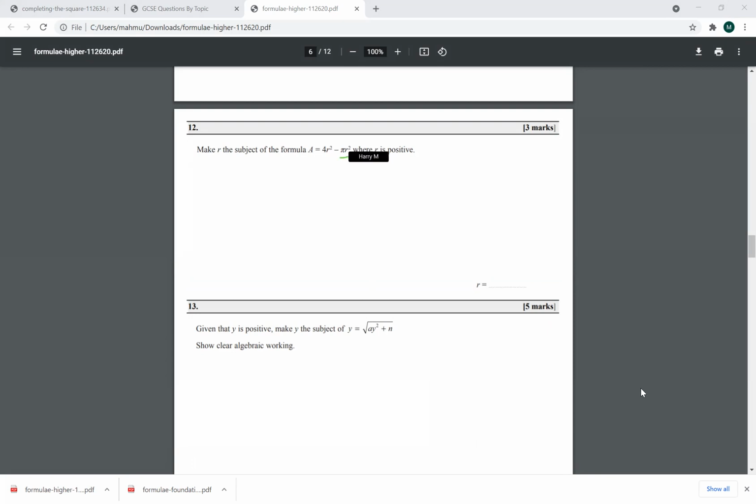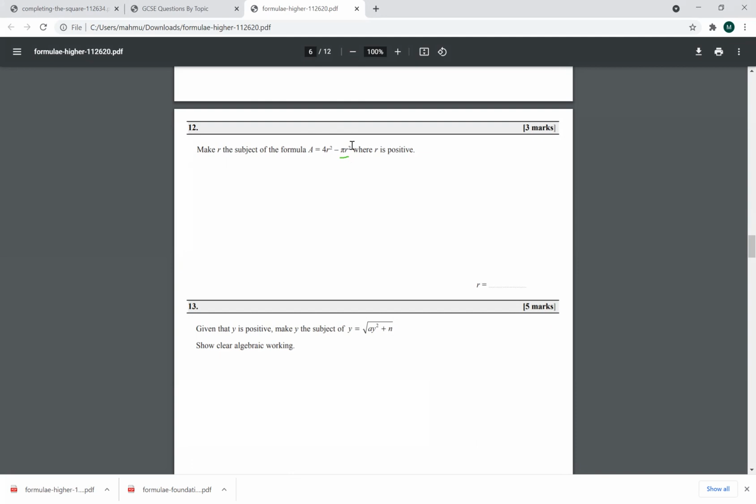I have to make this R positive. What I could do is take the R outside and put them into a bracket format. Then it'll be easy for you to do it. Break it down and put the R squared outside first.